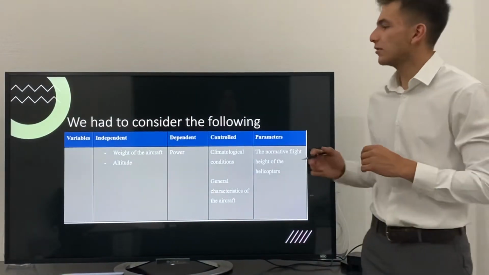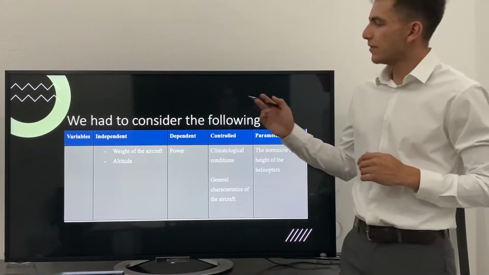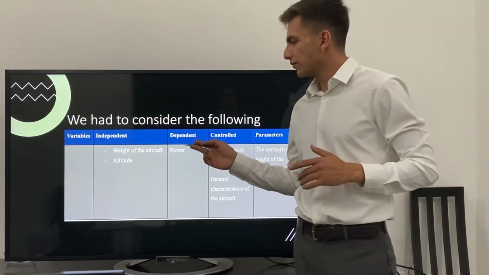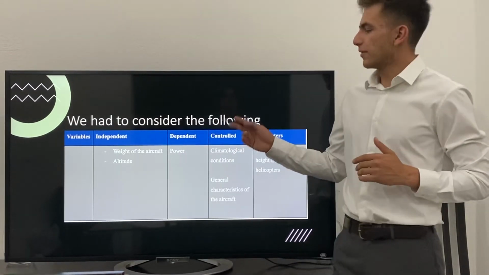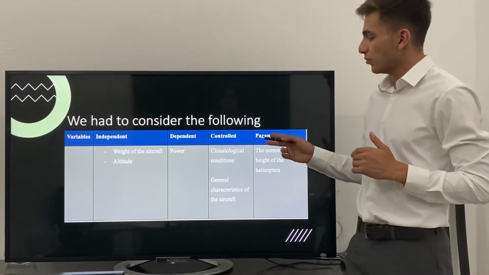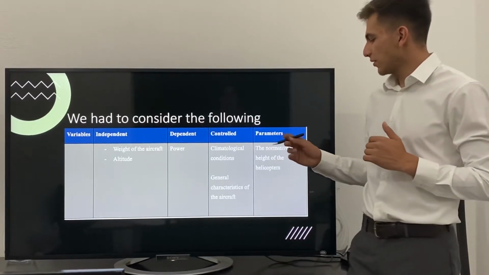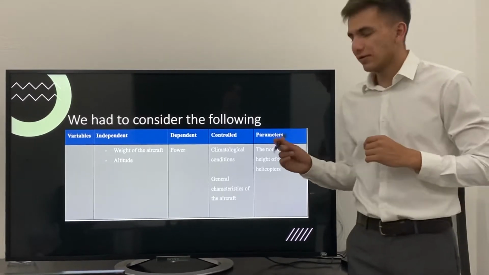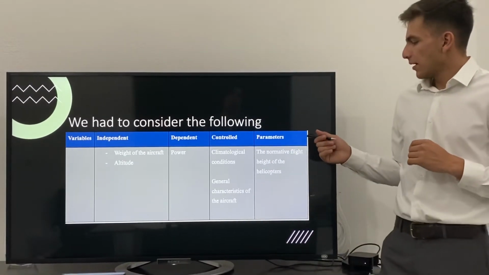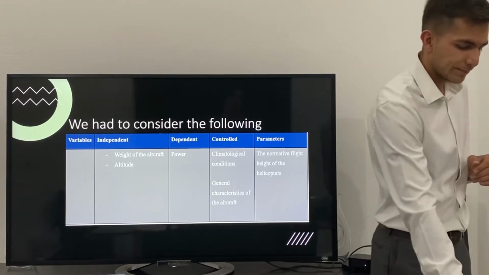We had to consider these variables. The independent variables, which are the weight of the aircraft and the altitude. The dependent variable, which is power. The control, which is climatological conditions, general characteristics of the aircraft and its parameters, and the normative flight of the helicopters.